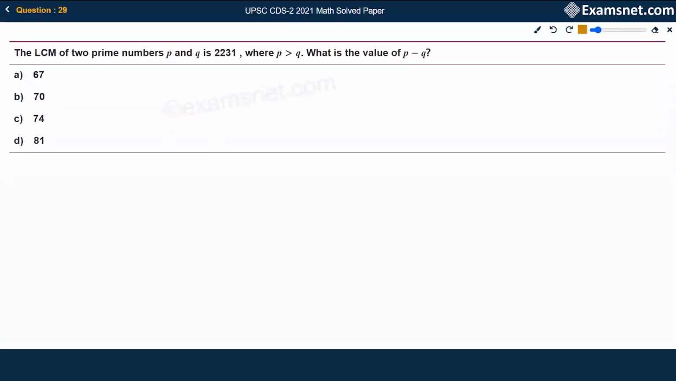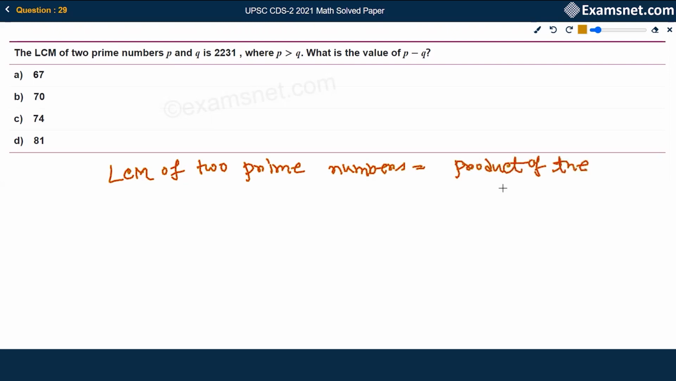In question number 29, it states that the LCM of two prime numbers P and Q is 2231, where P is greater than Q. What is the value of P minus Q? So we know there is a relation between LCM and the product of the numbers. Since these are two prime numbers, the LCM of two prime numbers will be equal to the product of the numbers.